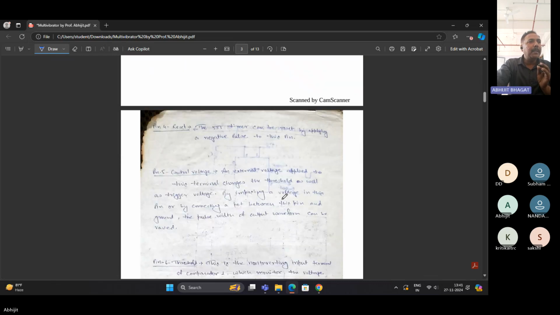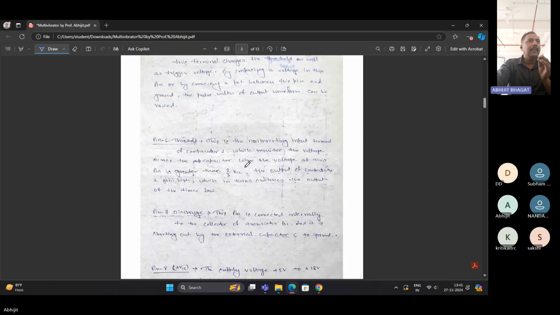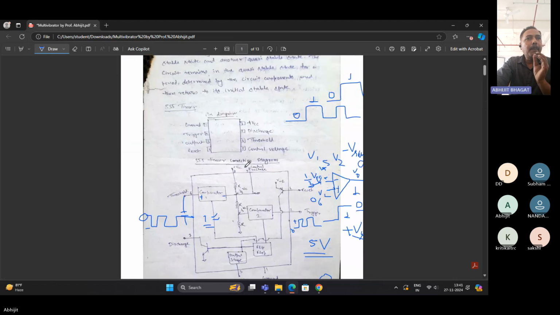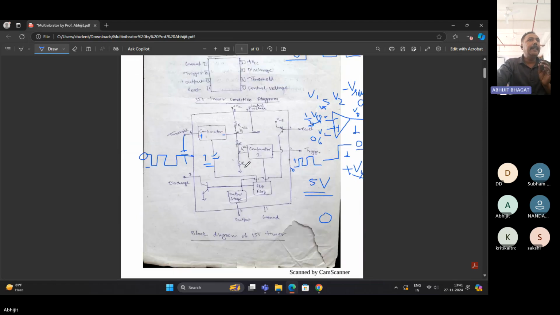अच्छा, एक पिन और कोई बचा है क्या? Pin number 8 is the VCC. So this is the supply pin. Your supply is either +5 volt or +15 volt. 18 लिखा हुआ, +15 volt is applied to this. So this is all about the 555 timer IC. Is it clear?